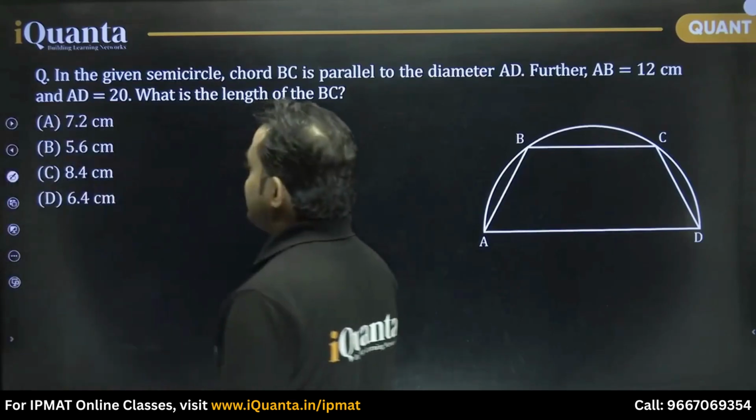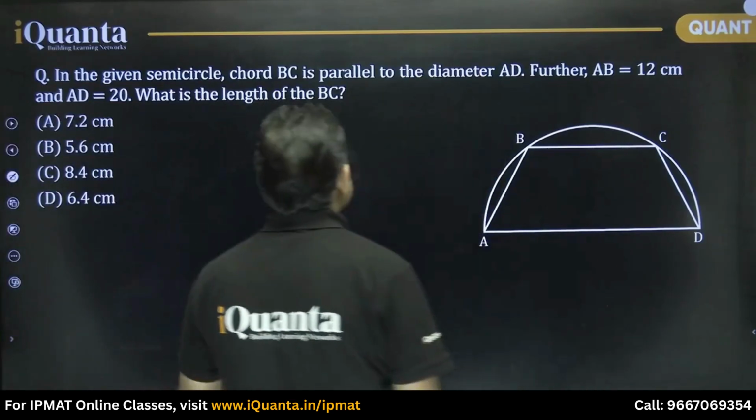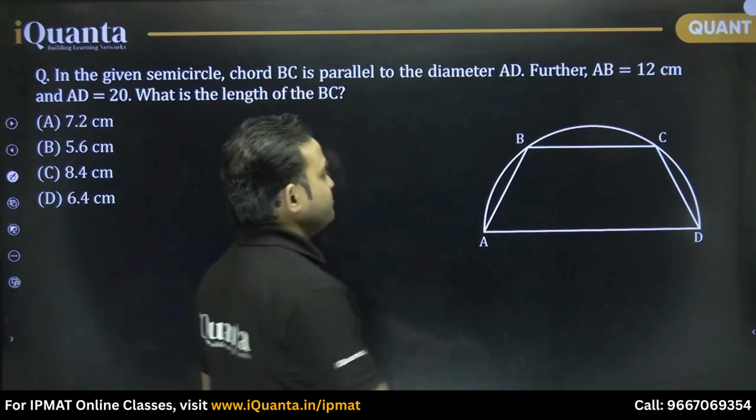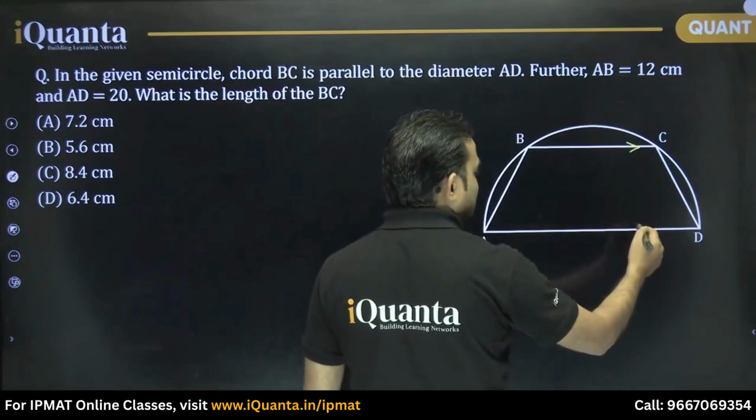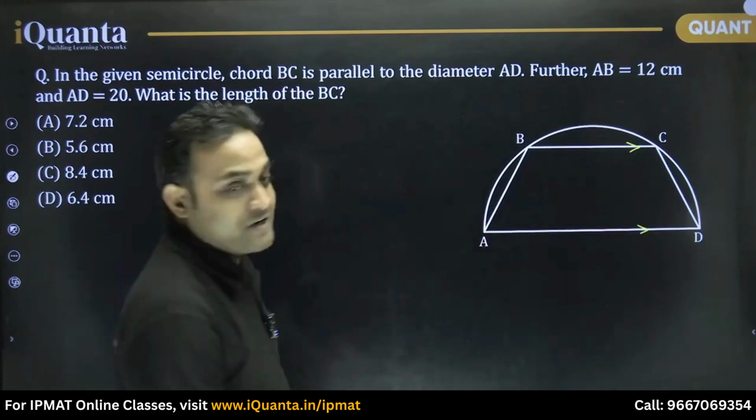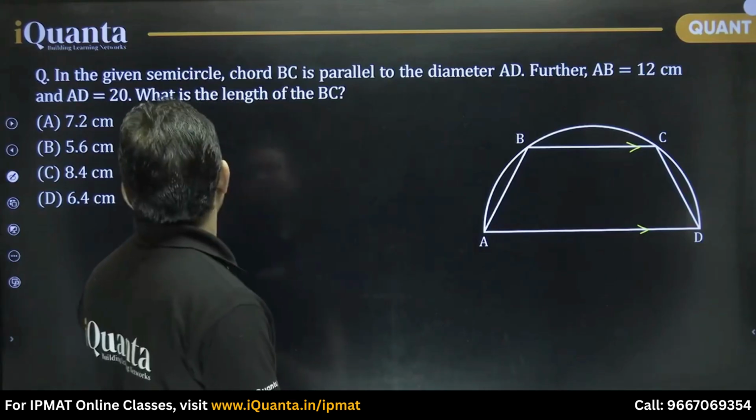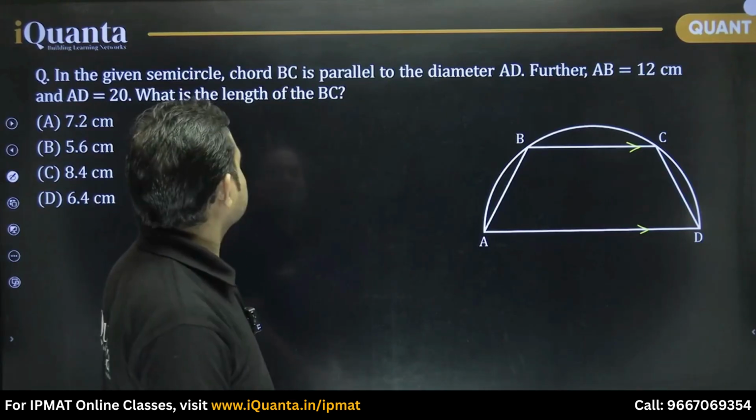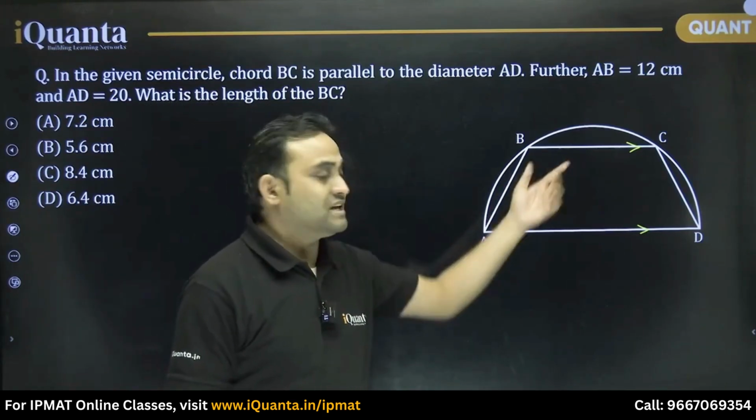Next question, it says in the given semicircle, chord BC is parallel to the diameter. BC is parallel to this diameter ED. Further, AB is equal to 12, AD is equal to 20. What is the length of BC? We need to find the length of BC.